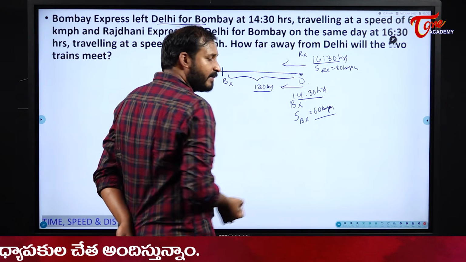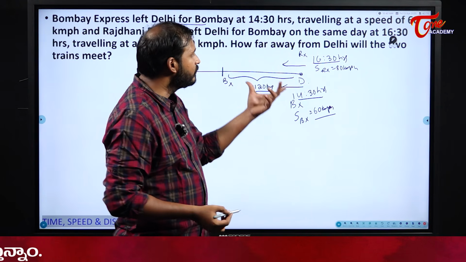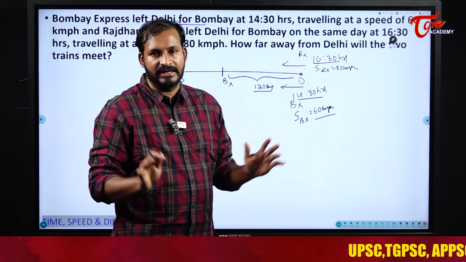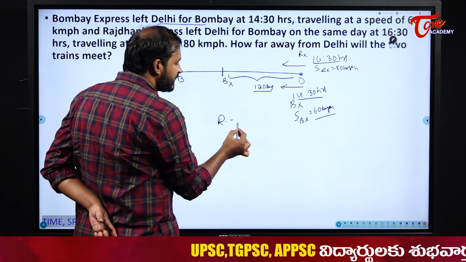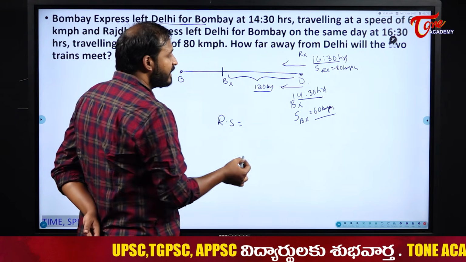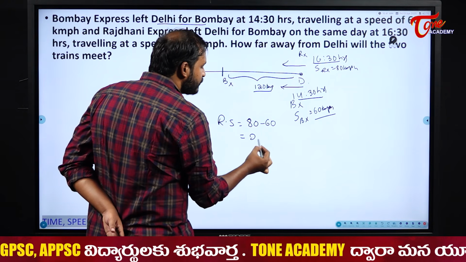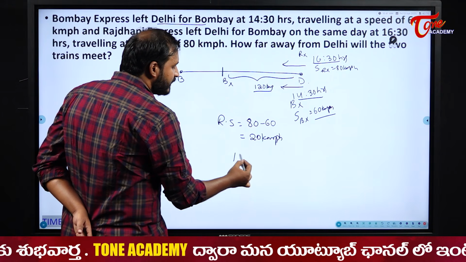In 2 hours, Bombay Express will cover how much distance? 60 into 2, 120 kilometers. Now at 4:30, both the trains started moving simultaneously, but they are moving in the same direction, right? First of all, tell me what is the relative speed in this case? They are moving in the same direction, so 80 minus 60. So the relative speed here is how much? 20 kmph.